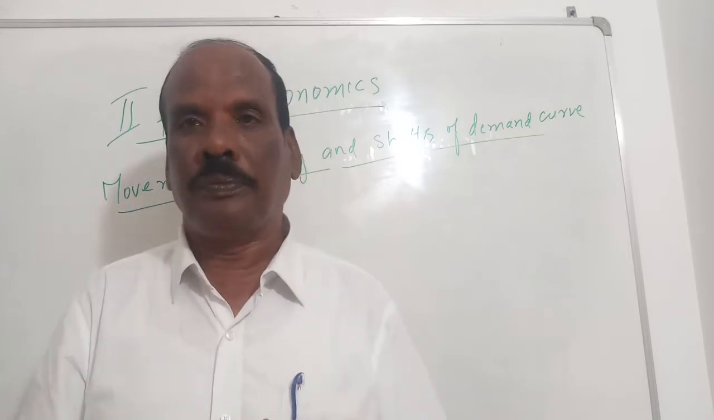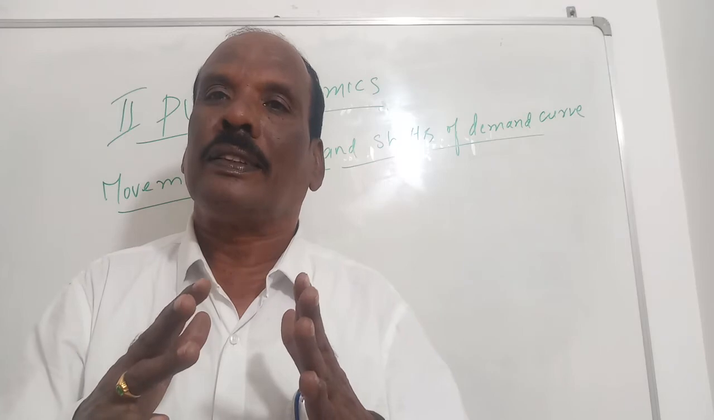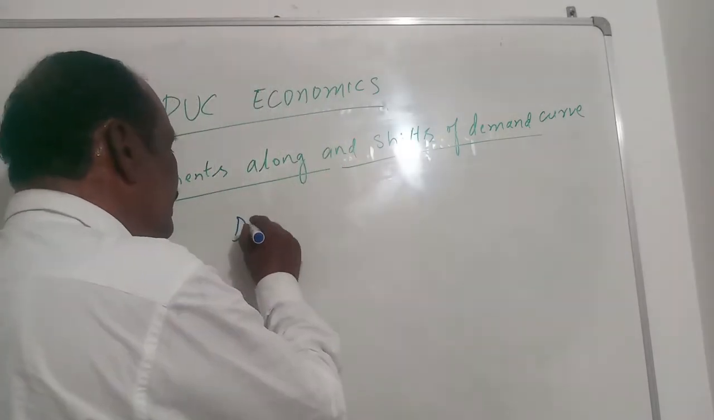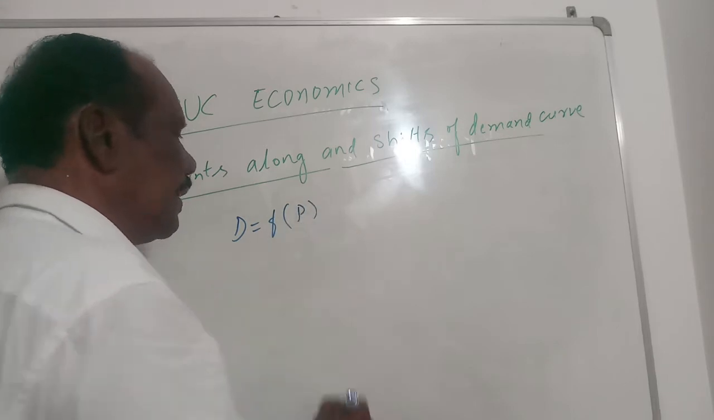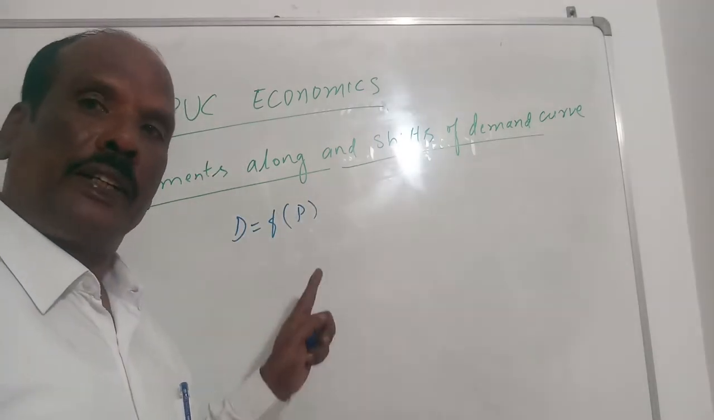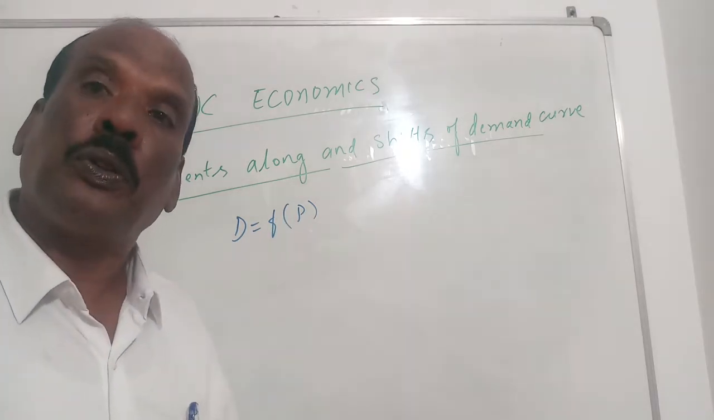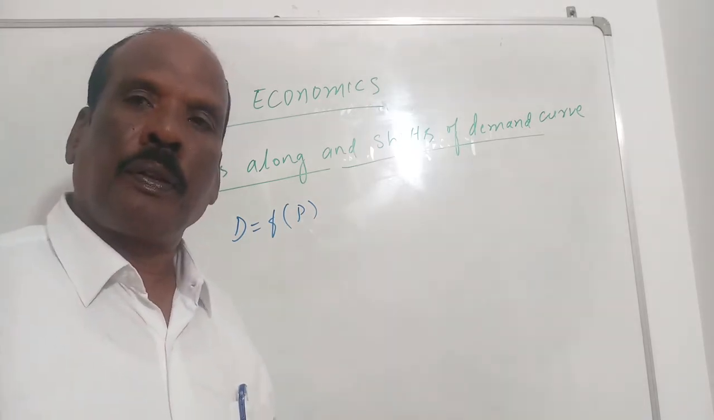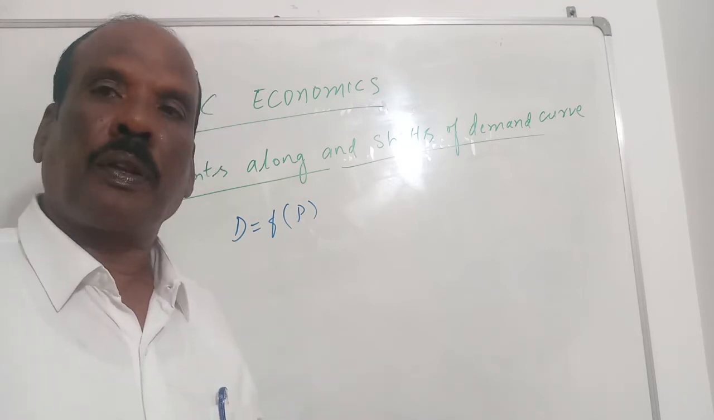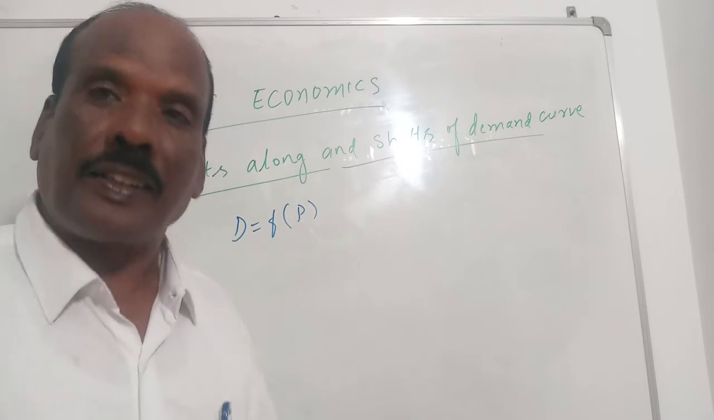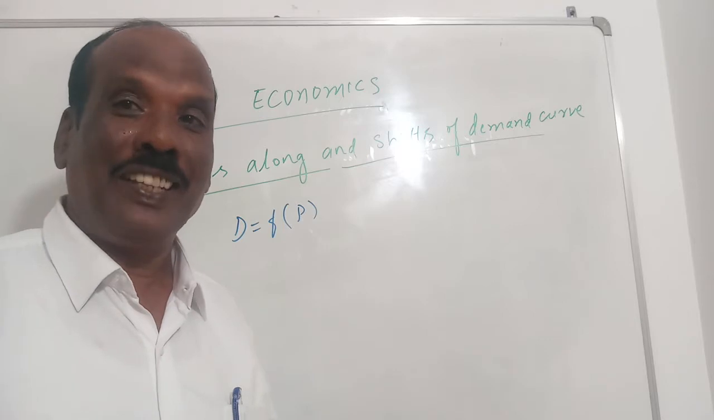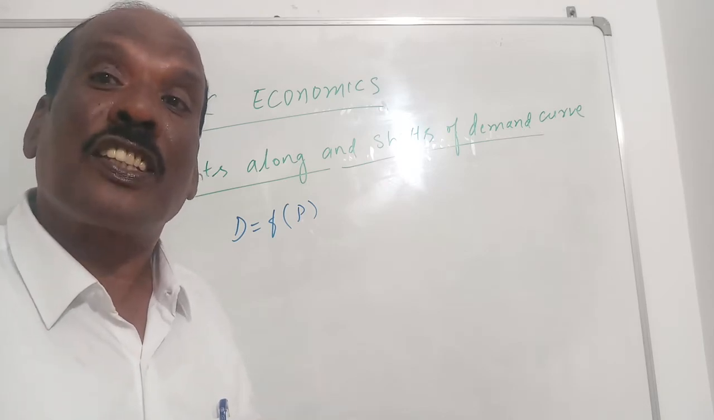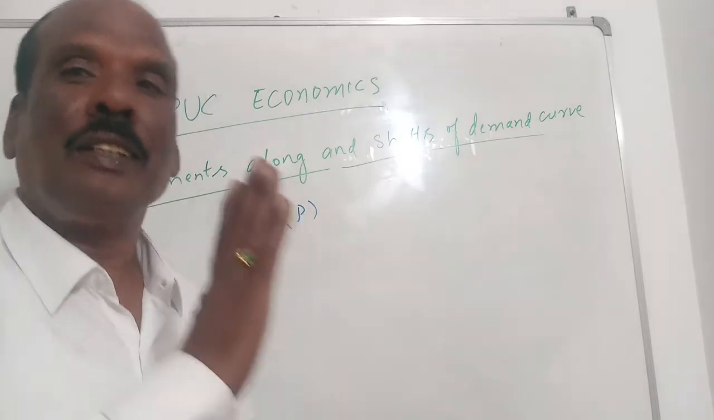In the previous class, we have learned that the demand function is D is equal to a function of price. That does mean the quantity demanded depends on the price of the commodity, and we know what type of relationship is there between demand and price. When price rises, demand falls, and vice versa. The movements along the demand curve occur due to changes in price. Please understand, whereas the demand curve shifts due to changes in determinants other than price.